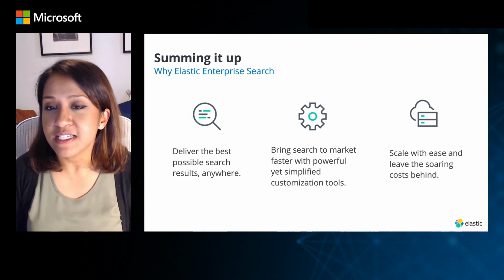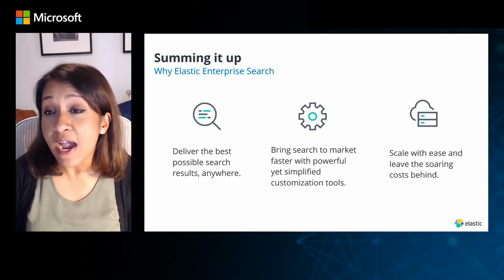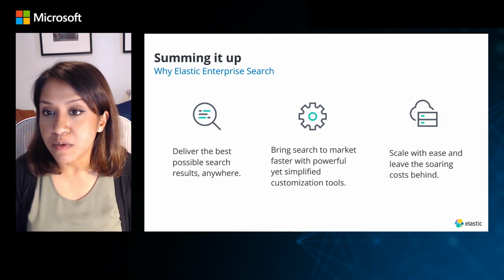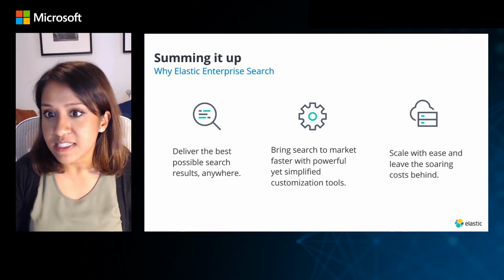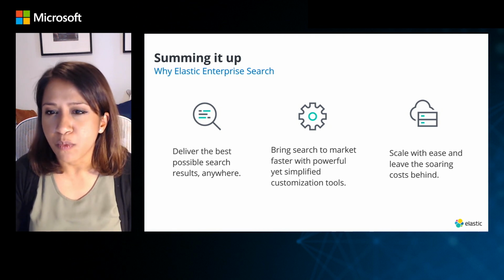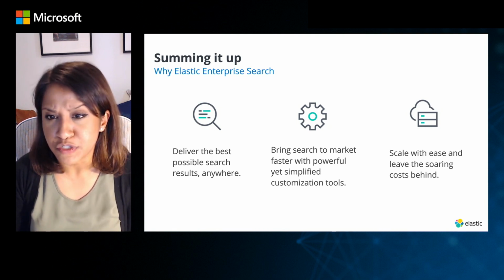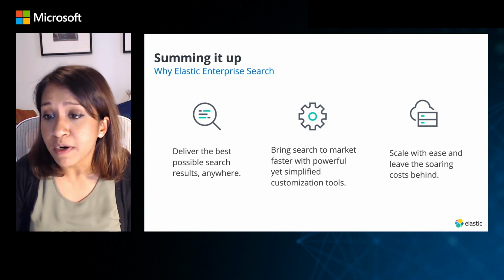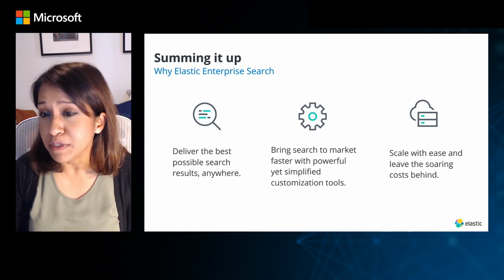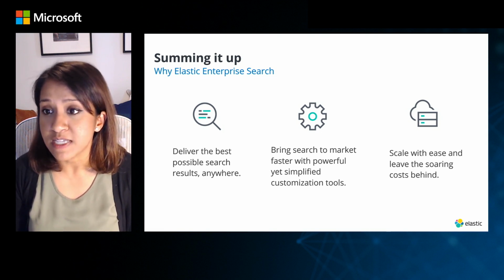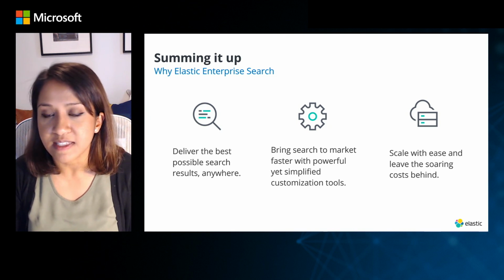All right, now that you've seen the demo, I really want to sum up the why of Elastic Enterprise Search. So as you know, Elastic is known for speed, scale, and relevance. And with Elastic Enterprise Search, we're really delivering the best possible search results anywhere across all of your data. You're also able to bring search to market faster with simple customizations that really allow you to curate the experience you want your customers to have and allow you to scale with ease and leave behind really expensive costs associated with that scale.